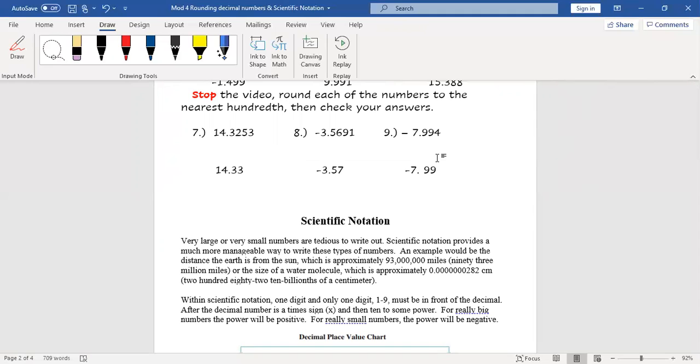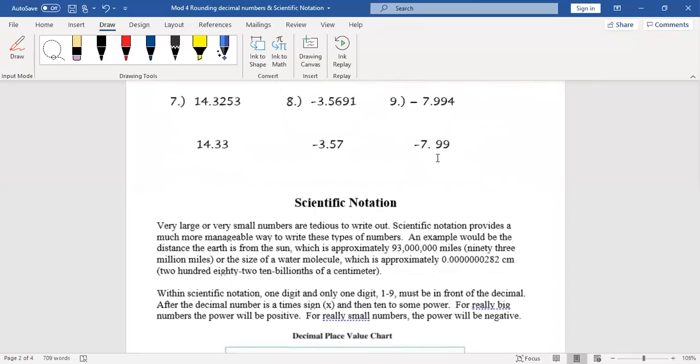So how did it work out? 14 and 33/10. Oh, 14 and 33 thousandths. We're rounding these to the hundredths. -3 and 57 hundredths. -7 and 99 hundredths. I got all tongue twisted there. Okay, moving on.